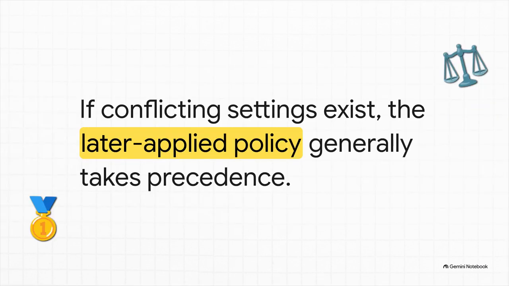Which brings us directly to the golden rule of our whole GPO map. If conflicting settings exist, the later applied policy generally takes precedence. This means as the system reads through L, then S, then D, then OU, the last one it reads overrides the earlier ones. So, in a standard flow, the organizational unit rules usually have the final say, simply because they're applied last in that LSDOU sequence.